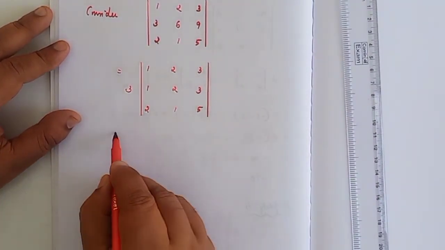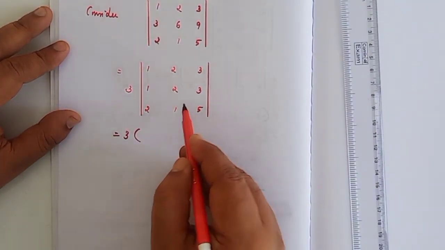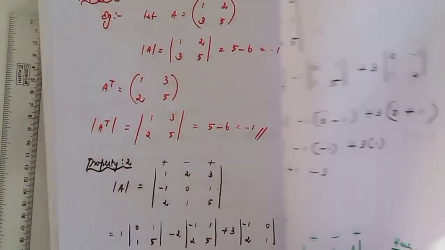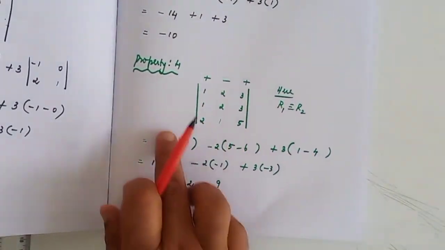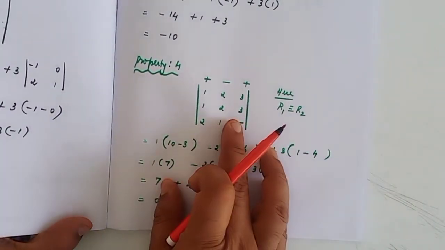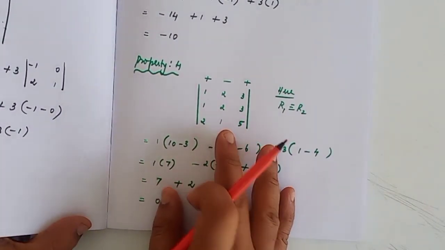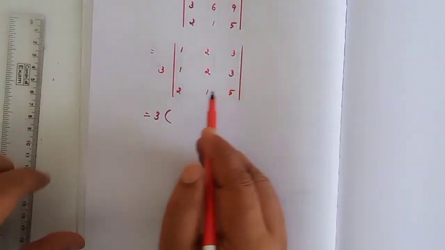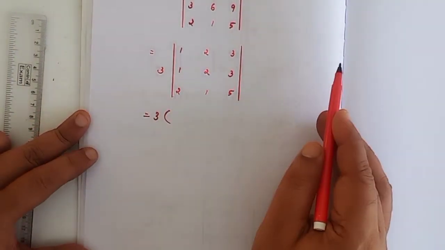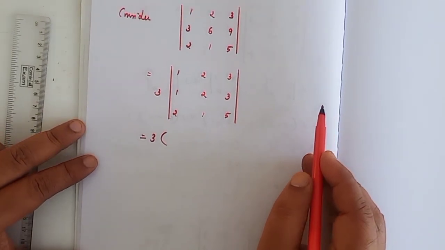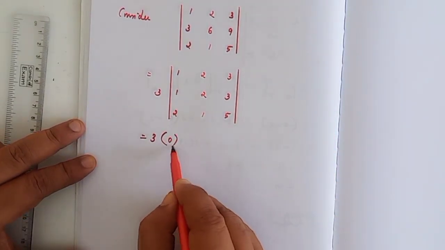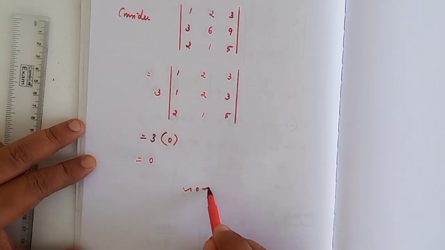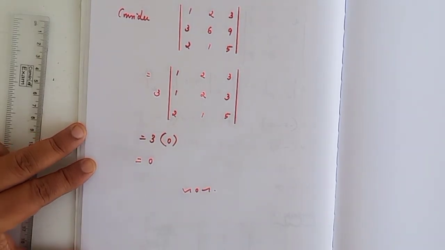Look at that, right? These 3 as it is. This determinant I already wrote in the property number 4 example, the same determinant only. Already expanded that one. What is the value here? 0, because here the 2 rows are identical. If the 2 rows are identical, the value of the determinant becomes 0. So 3 into 0, that is equal to 0. This is the property number 5 example.